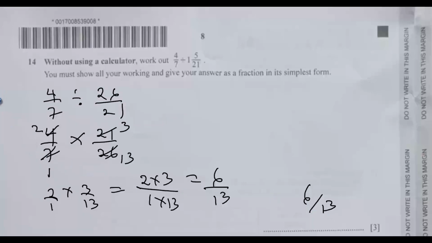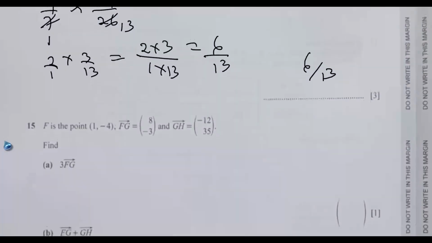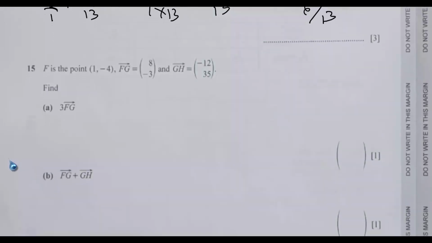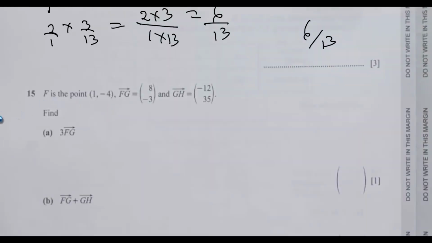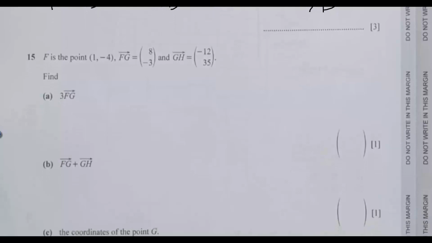So let's scroll down for another question here. F is the point 1, -4. Let's scroll down a little bit. Okay. So F is the point 1, -4. So I can write it like this in vector form. So 1, -4. That is F. And then FG is giving us 8 and -3. And then GH is giving us -12 and 35.